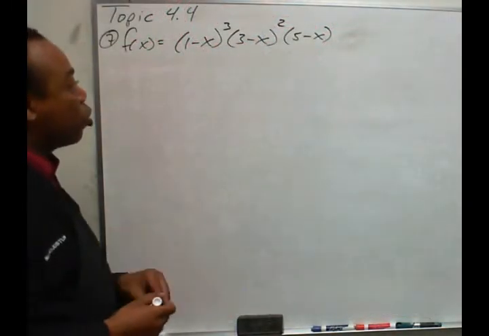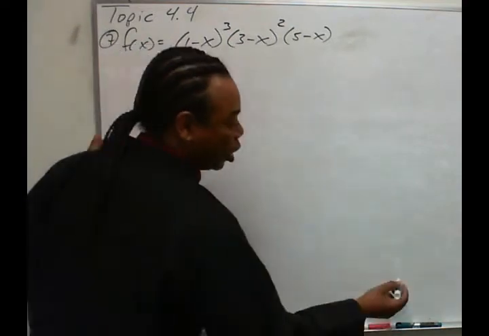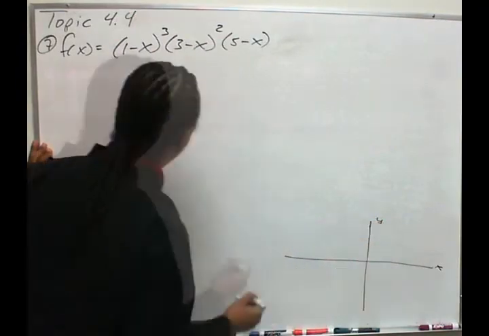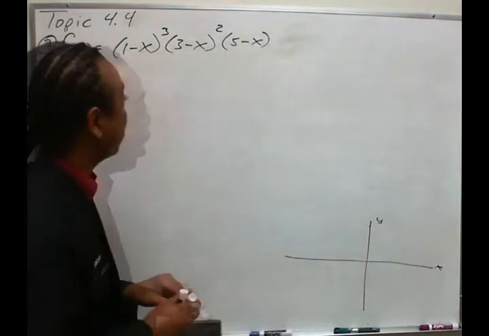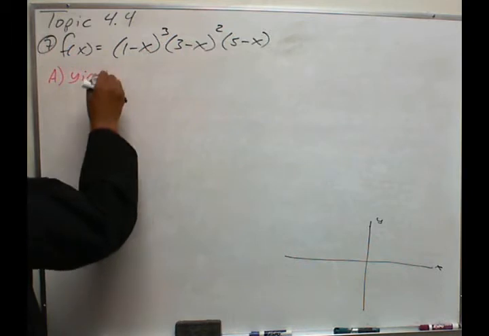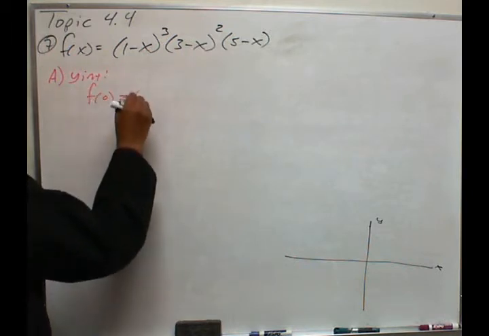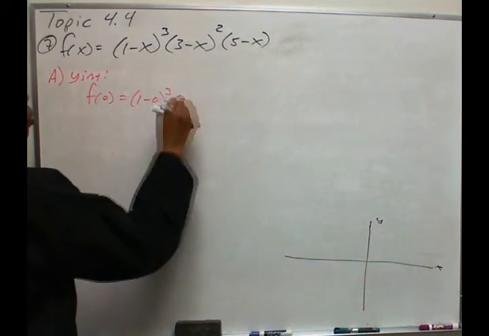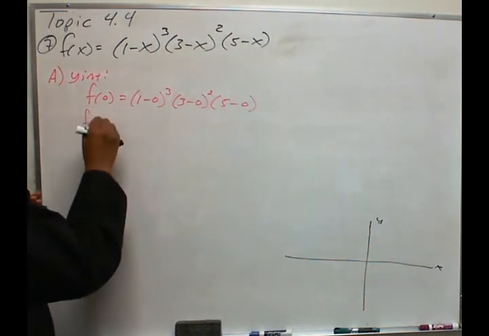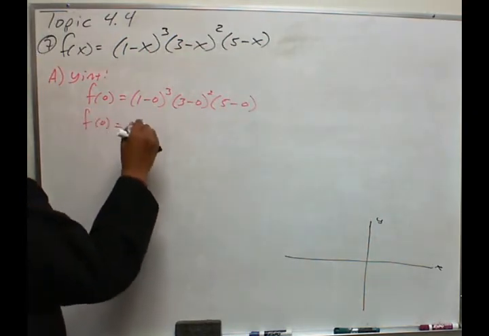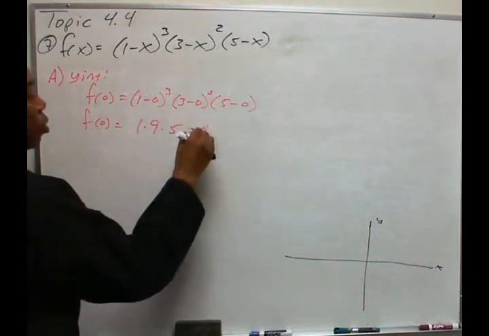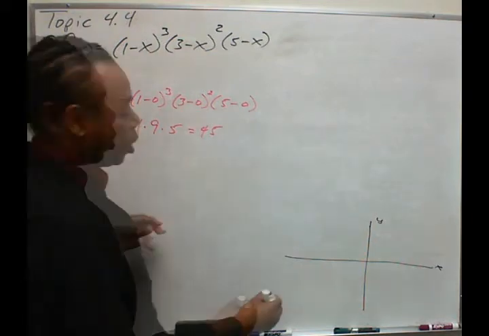Number 7. We're going to graph this polynomial. And let's put the graph out here. Okay, first, finding the y-intercept. We find the y-intercept by taking the function and setting all the x's to 0. This will give us 1 to the third power, which is 1, 3 to the second power, which is 9, and 5. So 45 is the y-intercept.